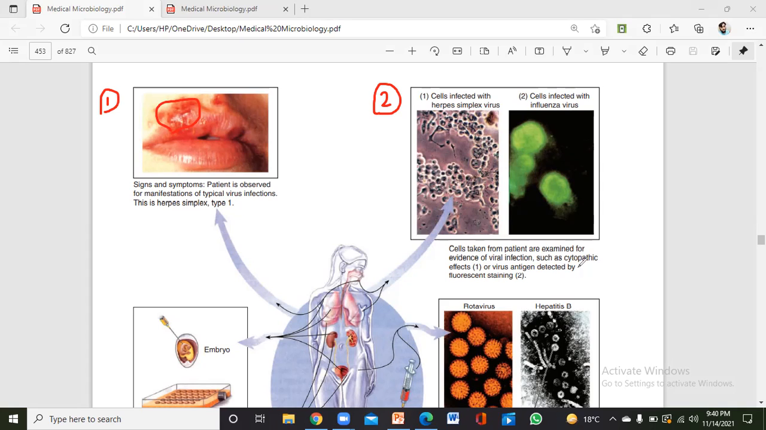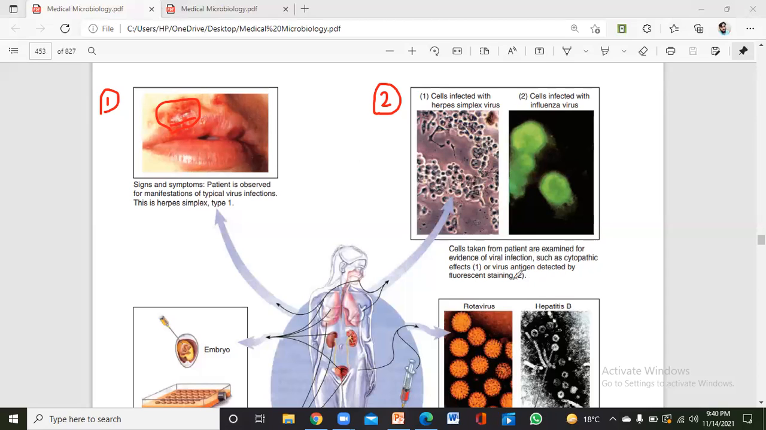So you will take the cells from the person. For example, this is the place where the person is infected, so you will just take these cells from the person and examine them inside the microscope. You will not see the virus in it, because inside a compound microscope you cannot see the virus, but you can see the structure of the cells, and how they are killed. So from there you can detect that it is a viral infection.